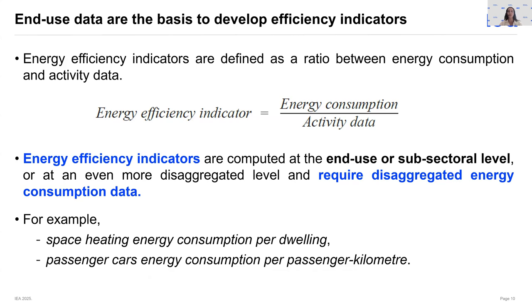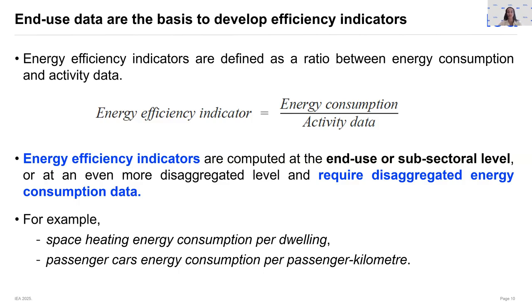Generally, energy efficiency indicators are intensities, presented as a ratio between energy consumption, which is measured in energy units, and activity data, measured in physical units. For instance, we can compute indicators like the energy consumption of space heating per dwelling or per floor area, or passenger cars per passenger kilometers, that give us important information. These indicators provide valuable insights into energy efficiency, consumption patterns, and sector-specific trends.